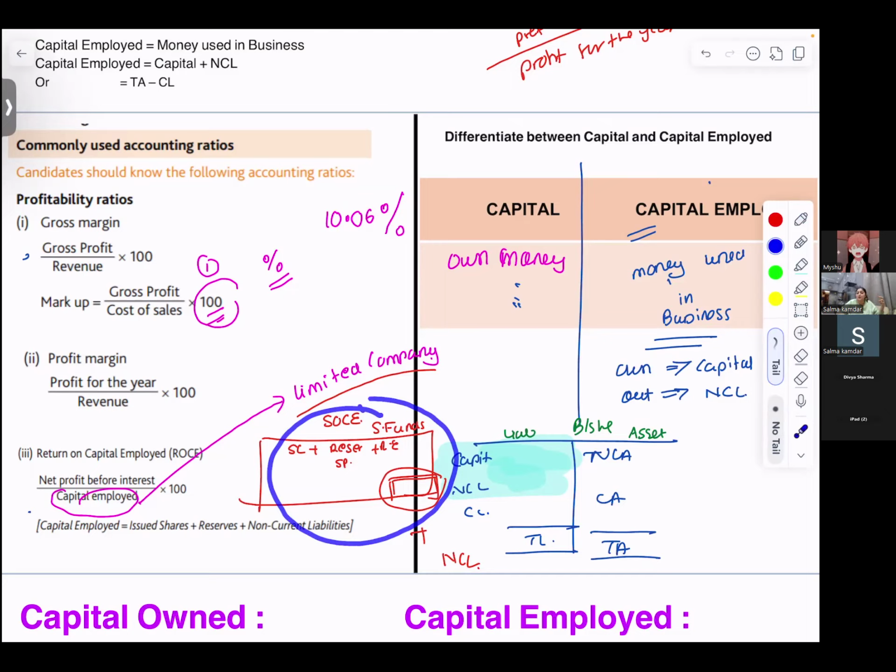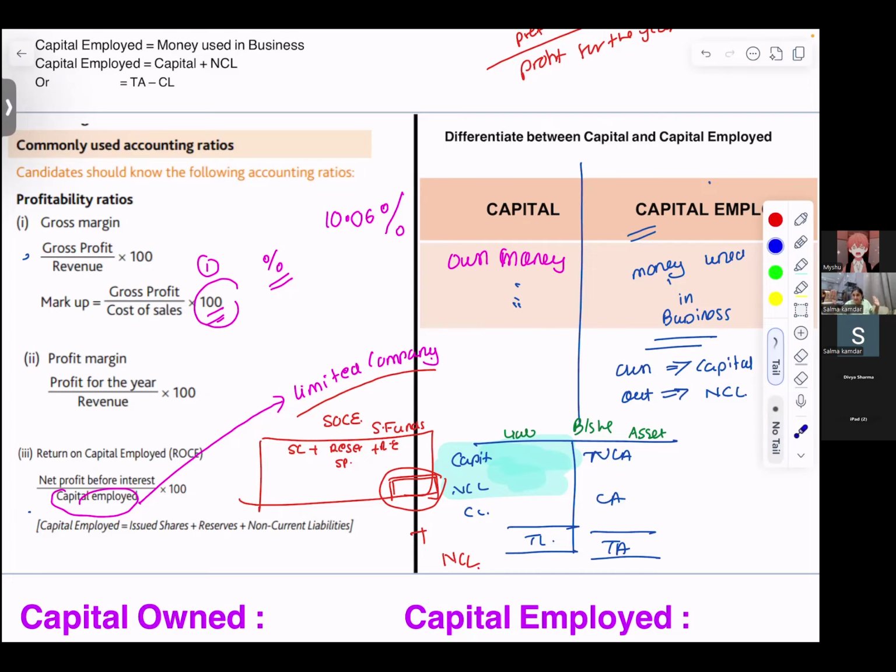Statement of changes in equity only gives you which share capital? Ordinary share capital. From the balance sheet or from the details, if you have preference share capital, you're going to add it, plus the reserves, plus the retained earnings, plus the non-current liability. Non-current liability in your limited company is only your long-term debentures.